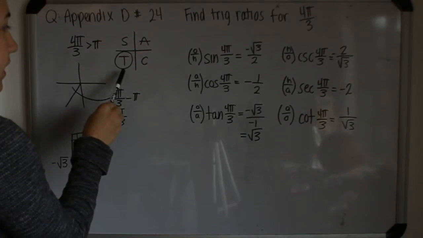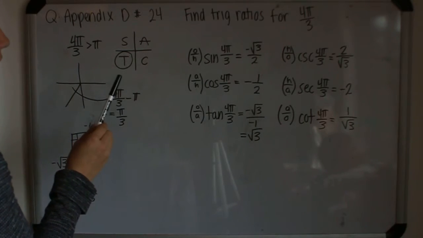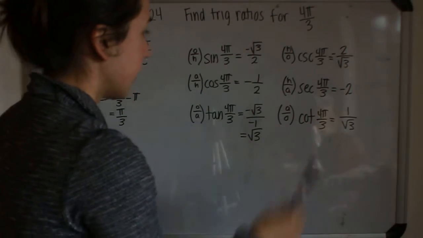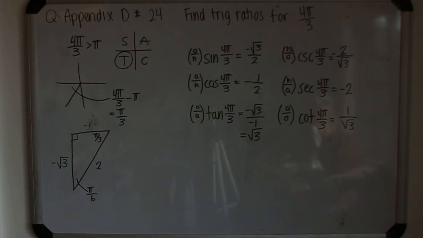And using the CAST rule, we can check to see if we have our negatives and positives right. So only tan is going to be positive, and that is correct. So that is the solution to Appendix D number 24.